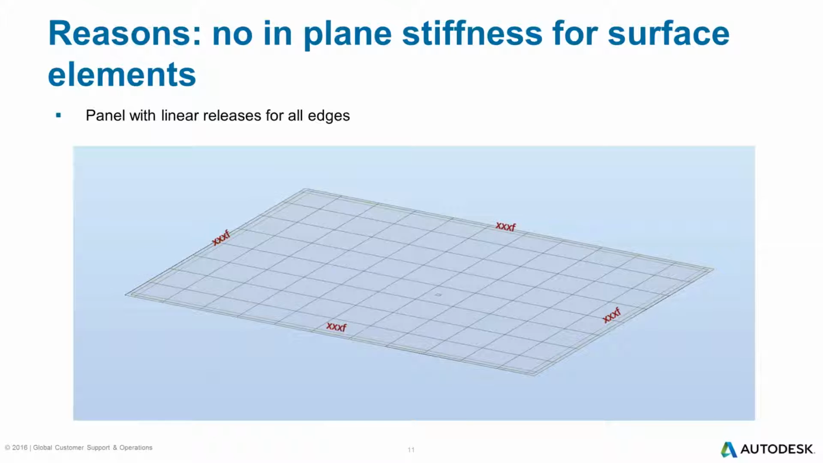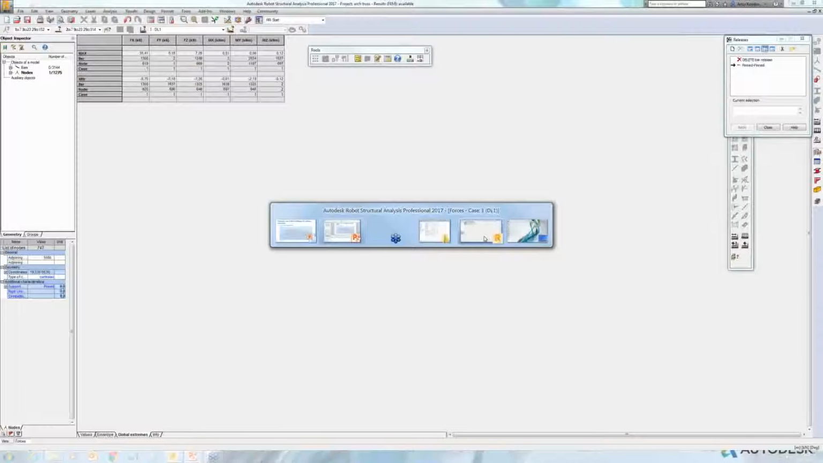Next reason for instability can be lack of in-plane stiffness of surface elements, which can be seen for panels with pinned linear releases defined for all edges. In such case, there is a simple solution, which I will demonstrate on the simplified opening robot. So I will go back to the program.